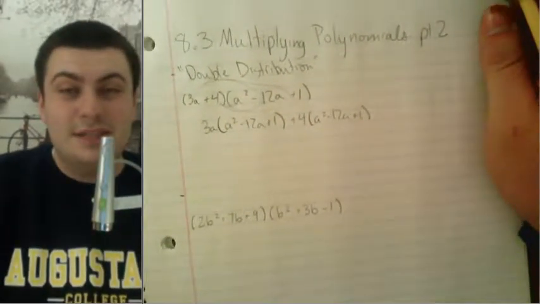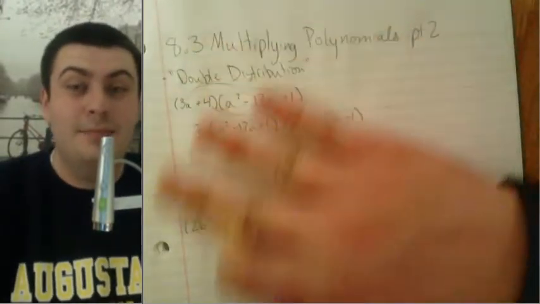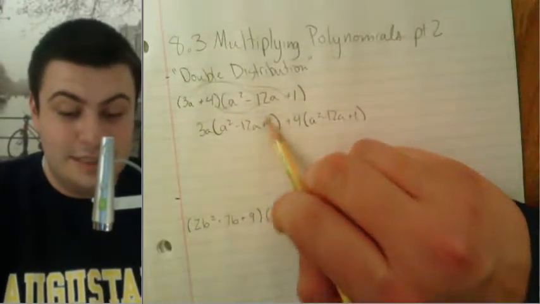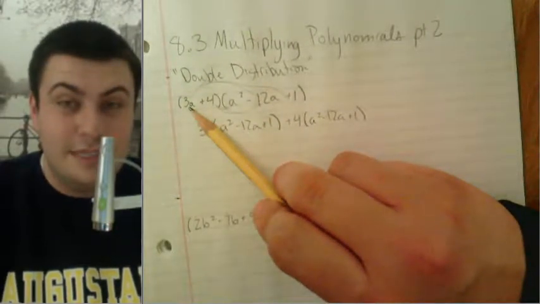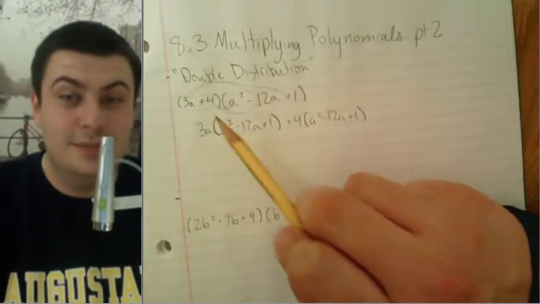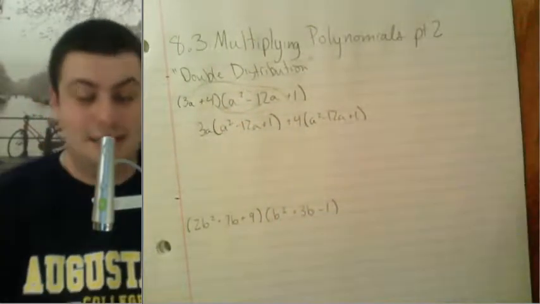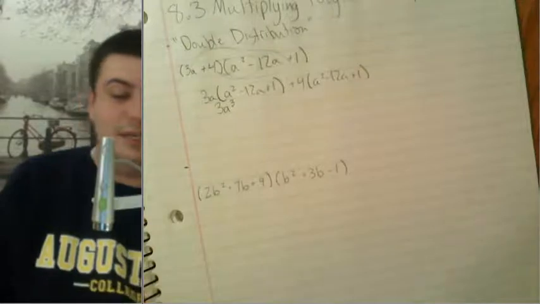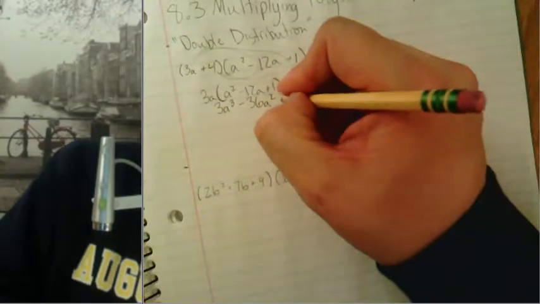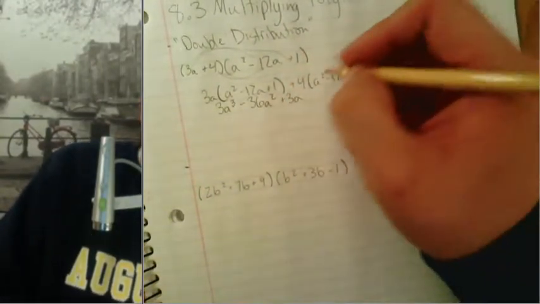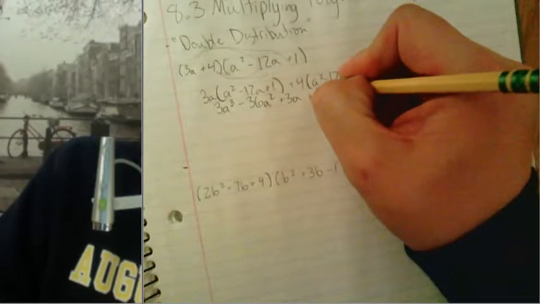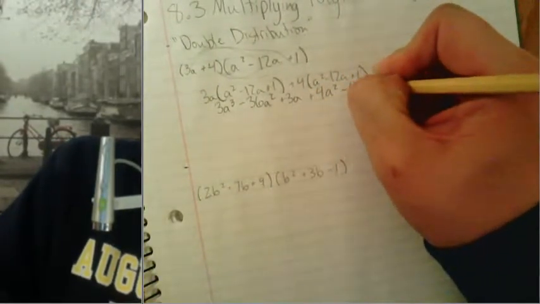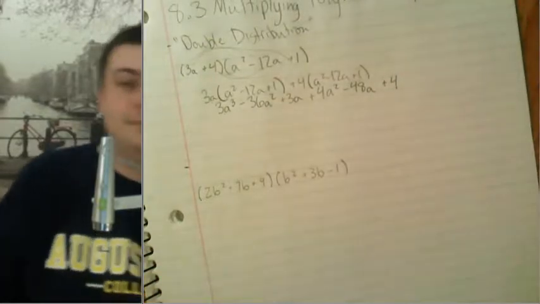We took each of the terms of this first binomial and multiplied it, distributing it over the entire trinomial. So we're doing 3a, which is that first term, times the entire trinomial, plus 4 times that entire trinomial. Now when we distribute 3a times a squared, we get 3a to the third. 3a times negative 12a, we get minus 36a squared, and 3a times 1 is plus 3a. Then when we distribute the 4, plus 4a squared minus 48a plus 4.